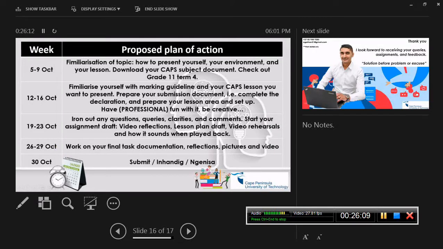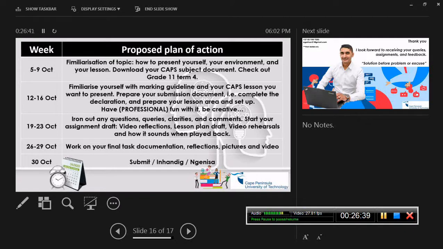This is a proposed plan of action. Use it, don't use it, right? But the 30th of October is your submission date, so you have literally a full month. For this week, familiarize yourself with the topics, how to present yourself, how to present your environment, how to present your lesson. Talk with your friends, get some ideas. Then download your CAPS document from the link that I'm providing you, and then check for your subject and get to the grade 11 term 4 section.